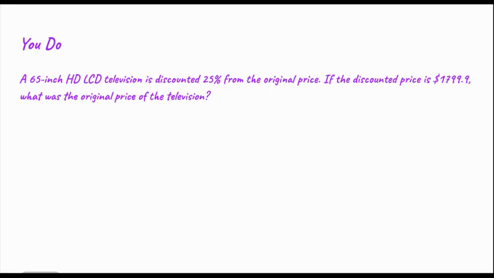A 65-inch HD LCD TV is discounted 25% from the original price. If the discounted price is $1,799.90, what is the original price of the television? So discounted, again, we'll subtract. So 100 minus 25. That's 75. And then move the decimal place over 2. So 0.75.